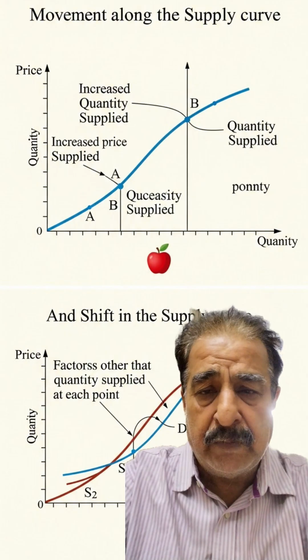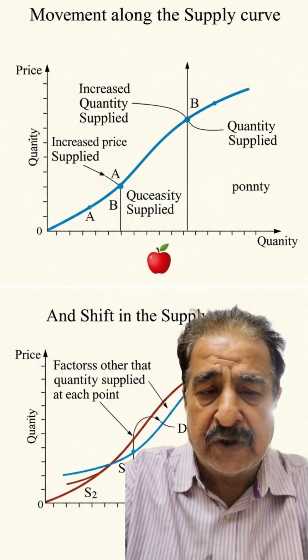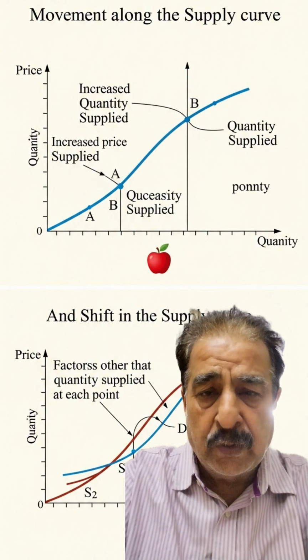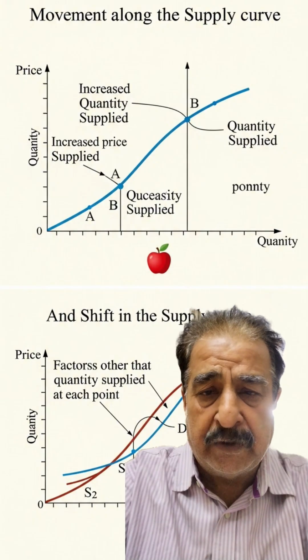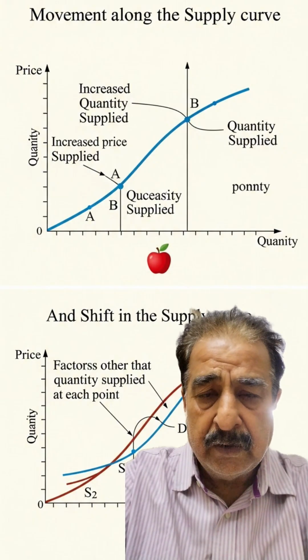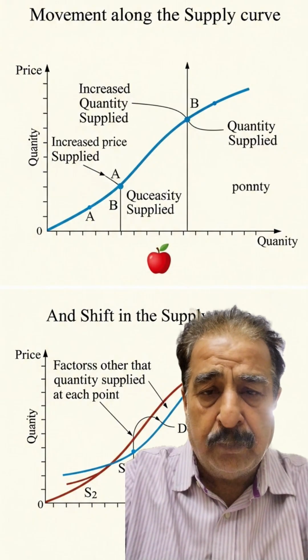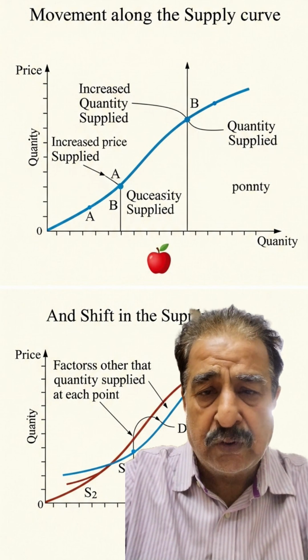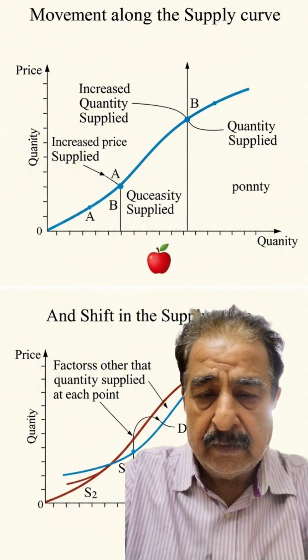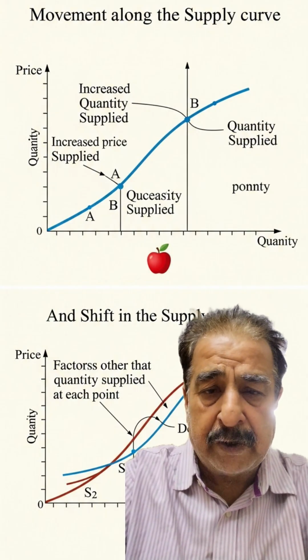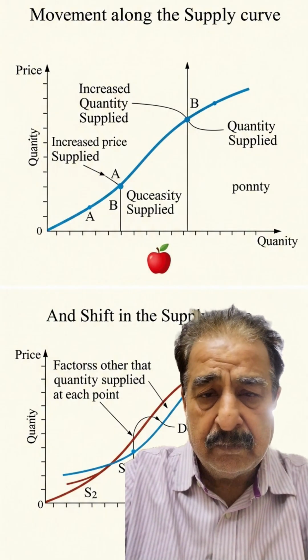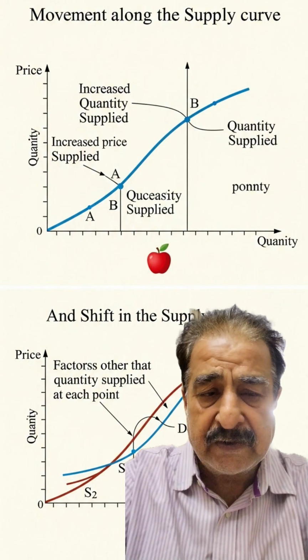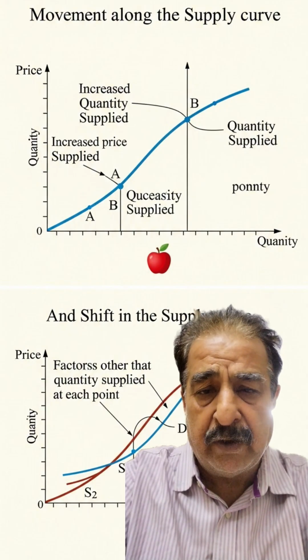Students, here are some common mistakes you make in the examination. Students confuse the demand slope with the supply slope. Remember, demand is a downward sloping curve and supply is an upward sloping curve. Trick for it: D means downward, S means skyward, upward.